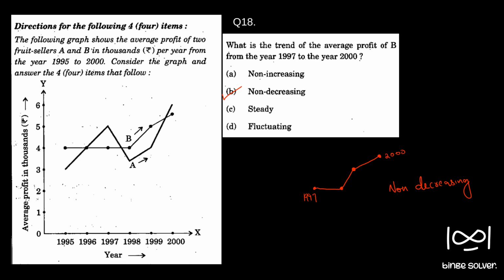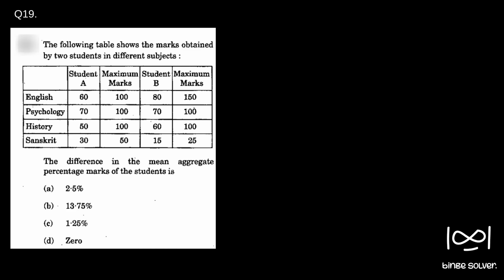Next question, question 19. The following table shows the marks obtained by two students in different subjects. The question is the difference in the mean aggregate percentage marks of the students. So we will calculate the mean aggregate percentage of each person. For that, we first calculate total maximum marks, then add the total marks he got and find the percentage.